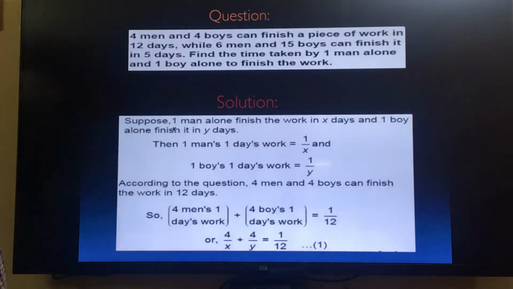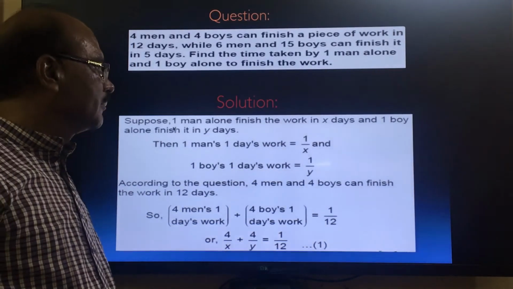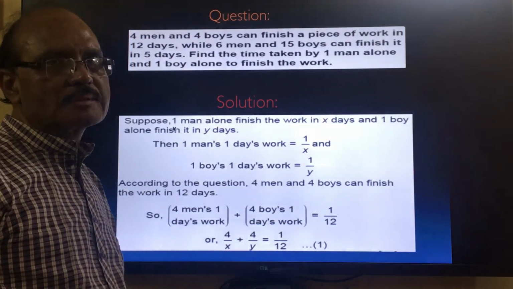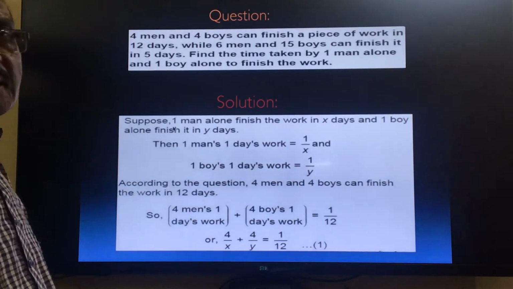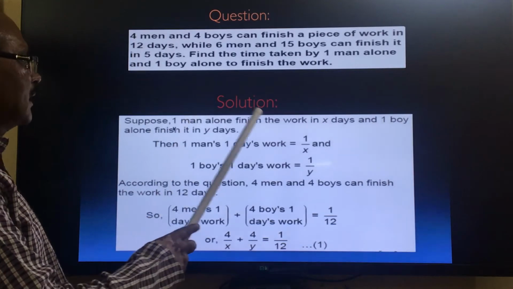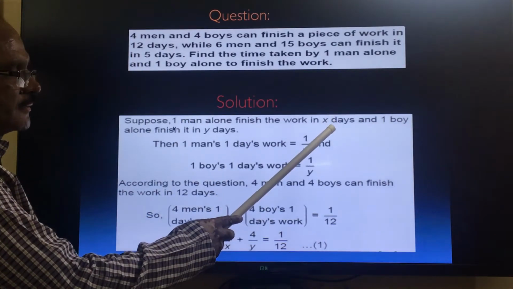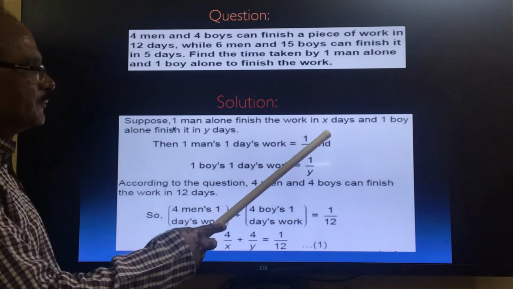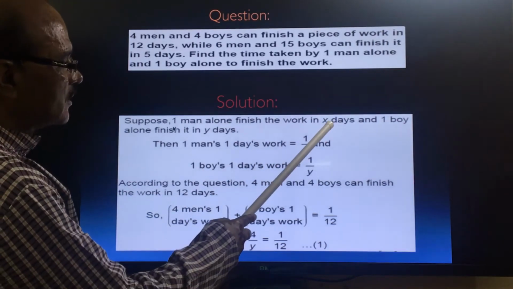So in this type of question, you have already done in 8th class. So the method is always we will find 1 day's work of one person. So this is the method. By using this we will frame the equations. So suppose one man alone can do this in X days. One full work he is doing in X days. So in 1 day he will do less work.